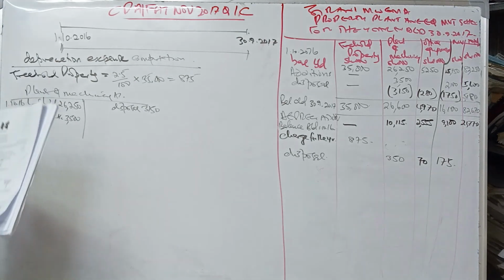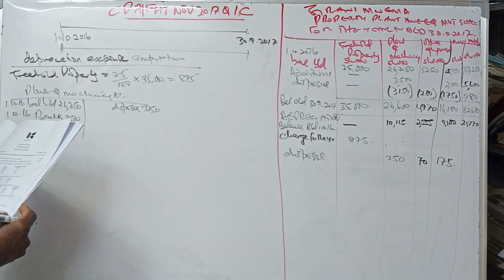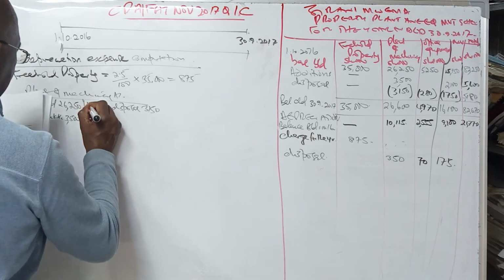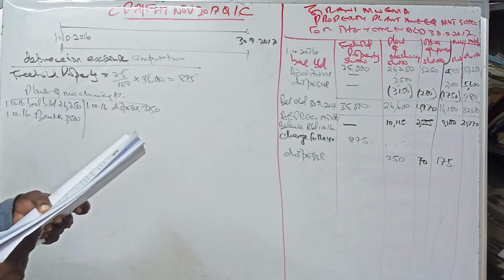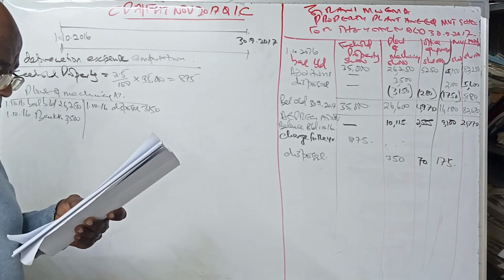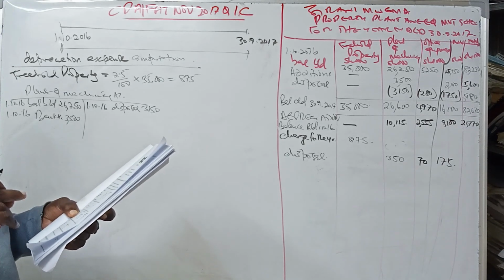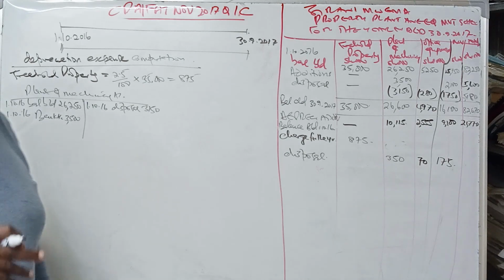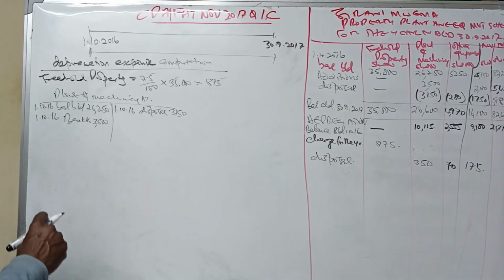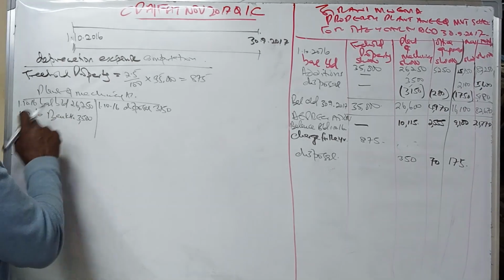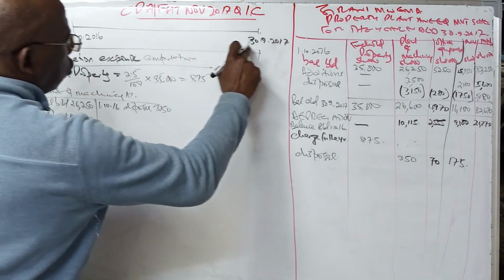And the date of disposal of plant and machinery is 1st of October 2016. You acquire on 1st of October and you dispose on 1st of October. Very, very important factor: the date.